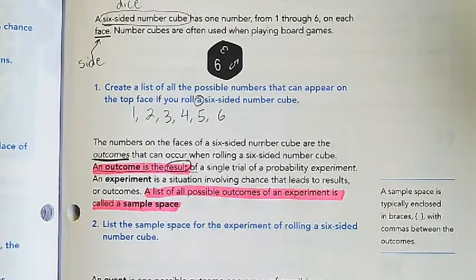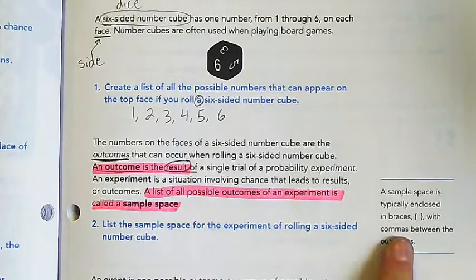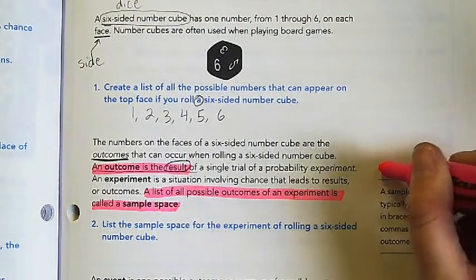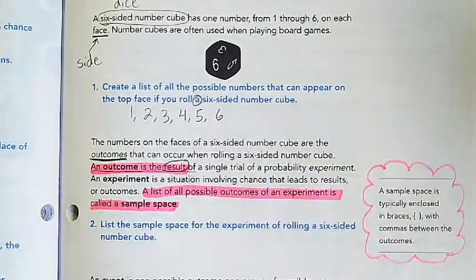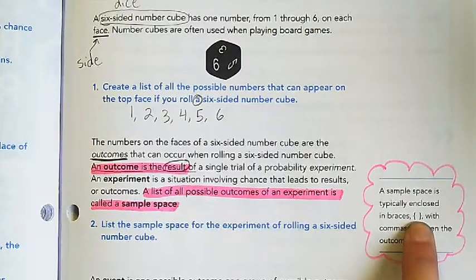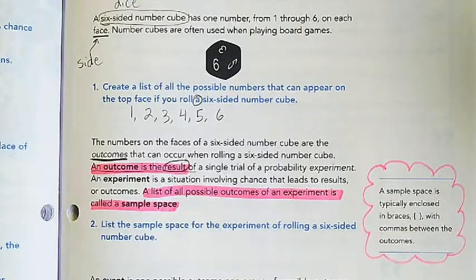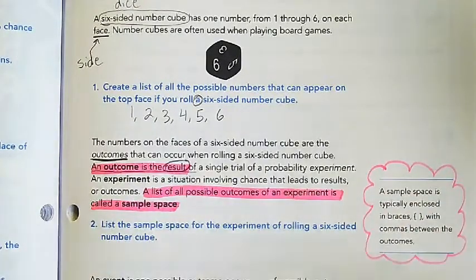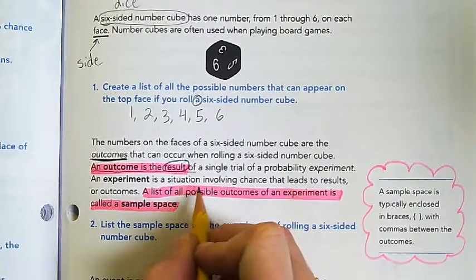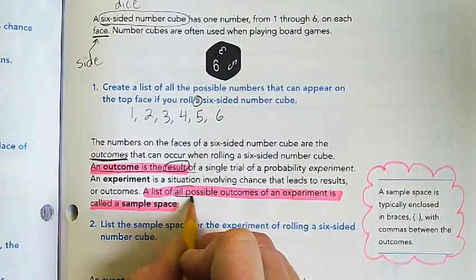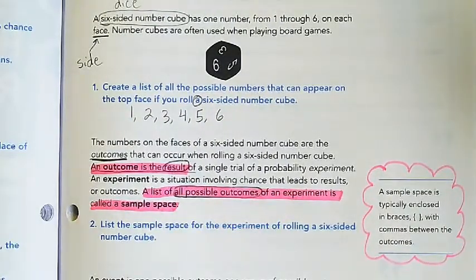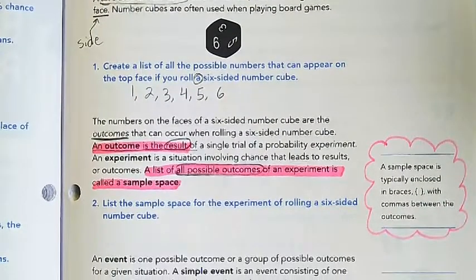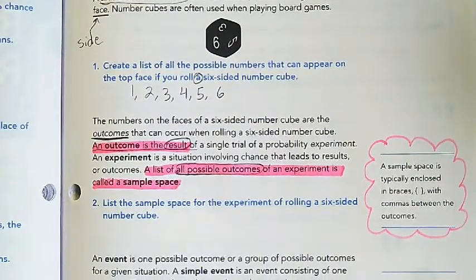They gave us the definition on the side. And actually, this is very important. We're going to need it when we answer number 2. Thank you for noticing it. A sample space is typically enclosed in braces that look like this, with commas between the outcomes. Also, I need you to circle this, a list of all possible outcomes. A sample space is all of them. So really, we've already listed a sample space.